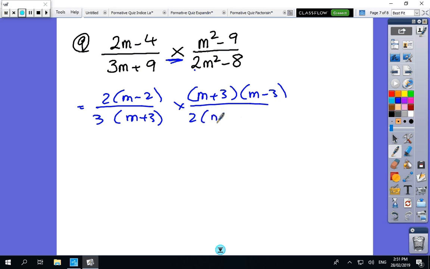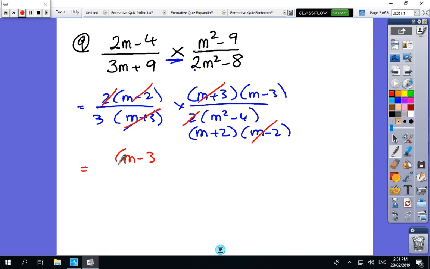Then I've got m squared minus 4, which is m plus 2, m minus 2. Change my pen. So we have m plus 3, m plus 3, m minus 2, m minus 2, and I think that's it. Oh no, 2, cancel that with 2. I think that's it. So we've got m minus 3 on the top. We've still got that 3, that was factorised, and I still got the m plus 2. And that's your final answer.